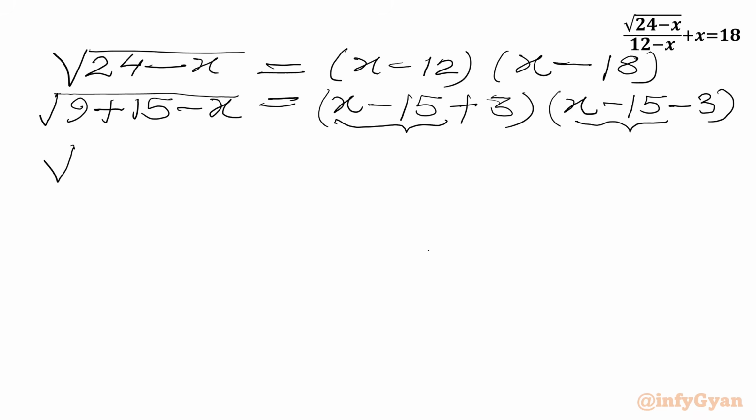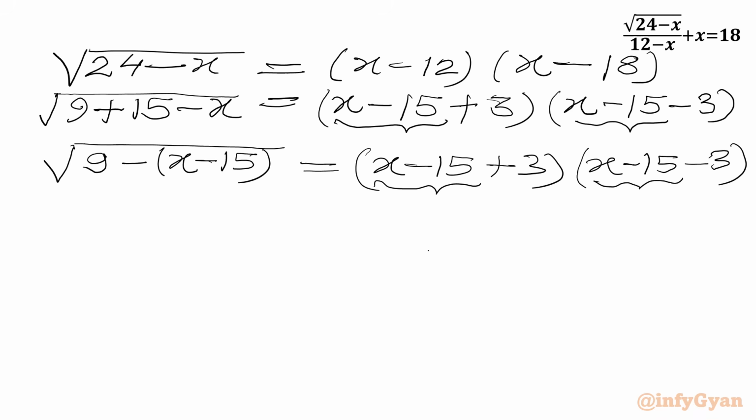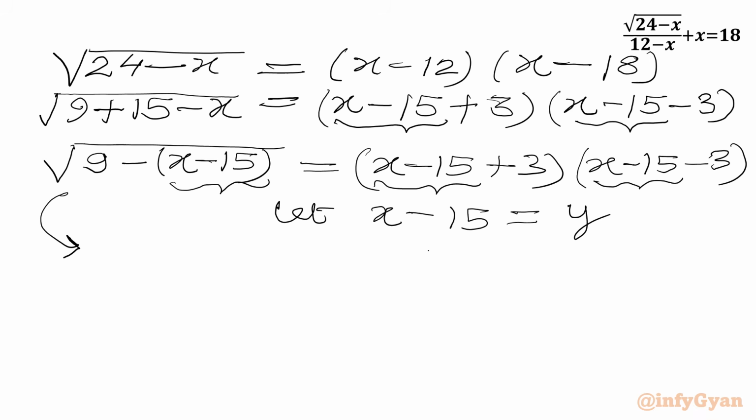Now we will write a square root of 9. Minus is common. So in the bracket there would be x minus 15. In right hand side we have x minus 15 plus 3 times x minus 15 minus 3. Now we have x minus 15 in right hand side and in left hand side. So let us assume x minus 15, suppose this is equal to y. So our equation will convert into variable y.